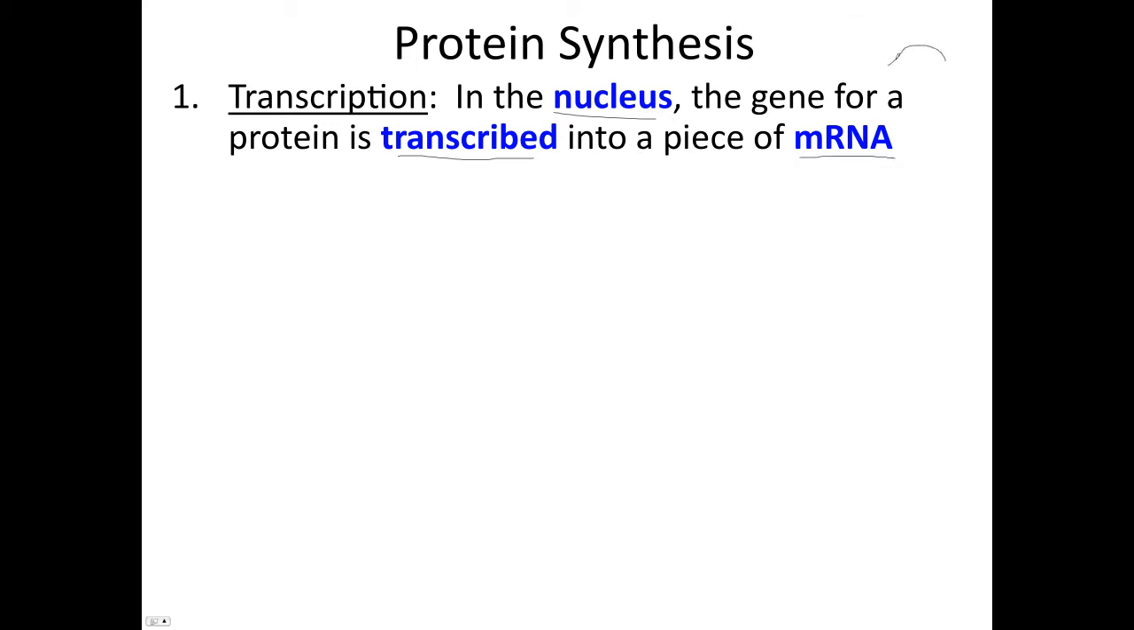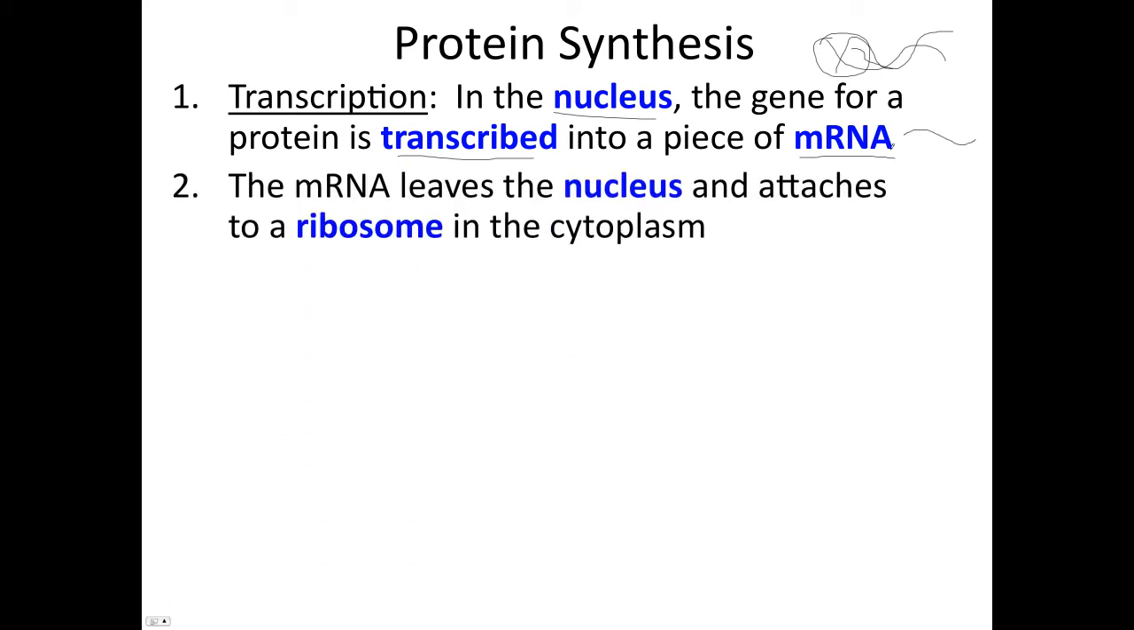Just like we saw before with the double strand of DNA, that enzyme is going to come along, open up this strand, and make a copy of it, of mRNA. Then that mRNA, since it's single-stranded, is going to be able to leave the nucleus, and it's now going to go to a ribosome in the cytoplasm.